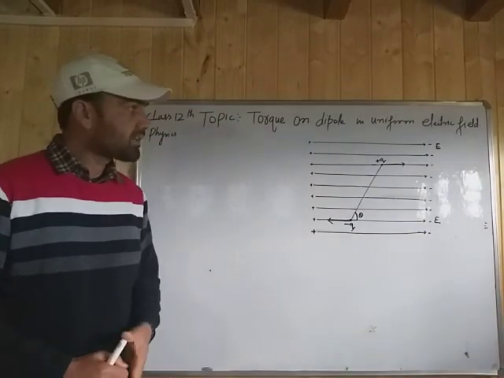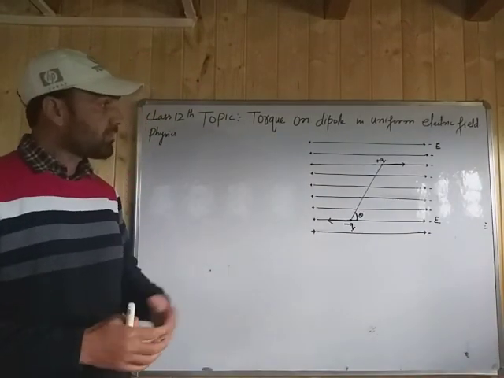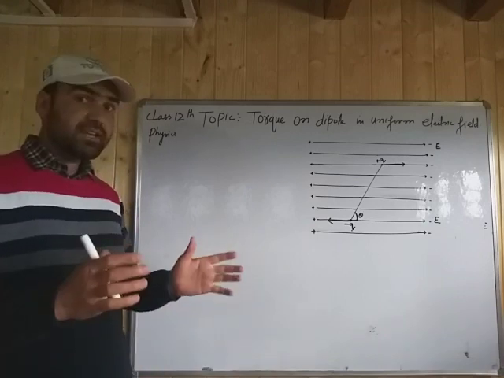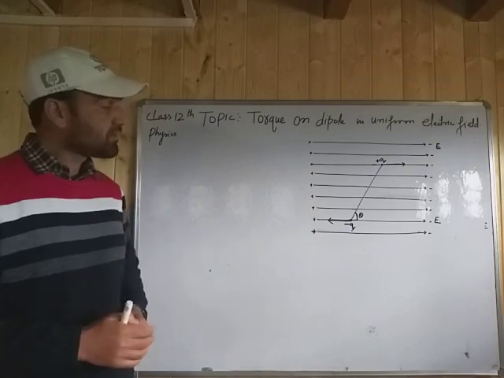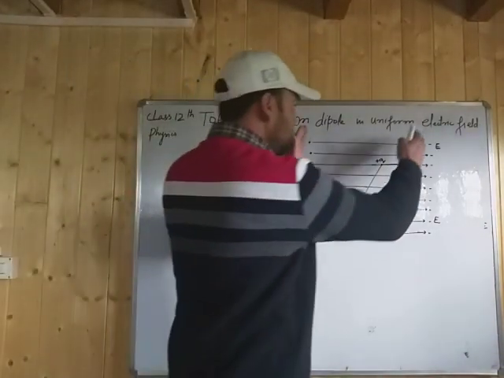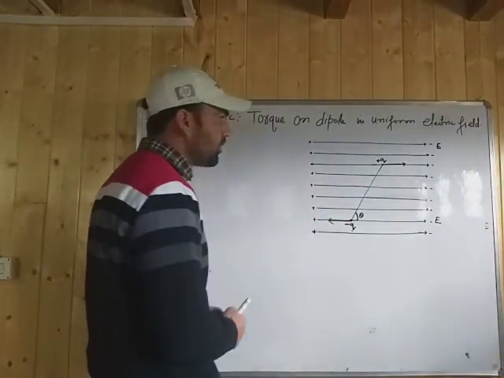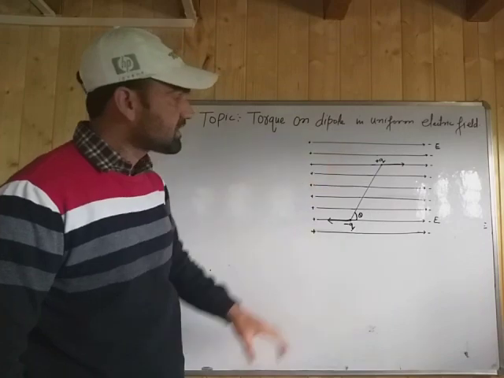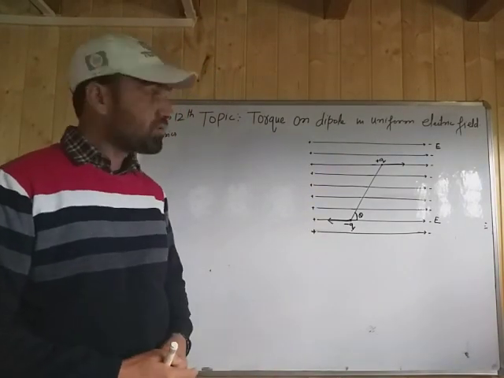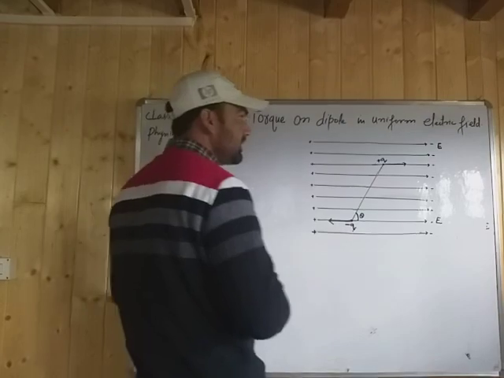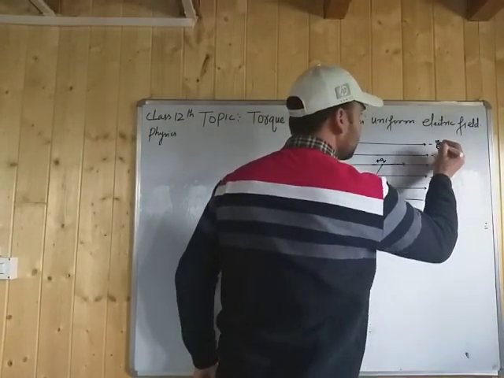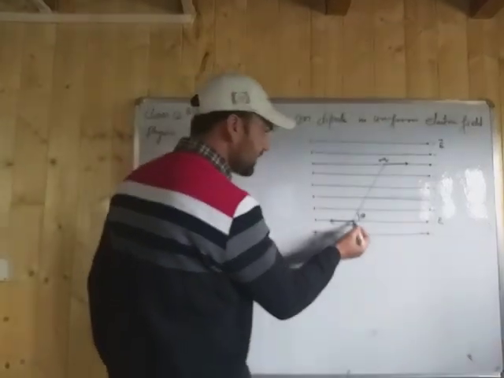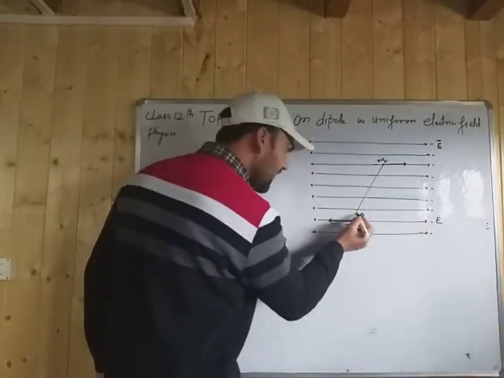This external electric field is made by some other arrangement, but we don't bother about the arrangement. That arrangement creates an electric field in this space in the form of electric lines of force. We know that here we have parallel field lines. So these field lines are parallel to each other, which means it's a uniform electric field having strength E. Now this electric dipole is placed in this uniform electric field at an angle theta.